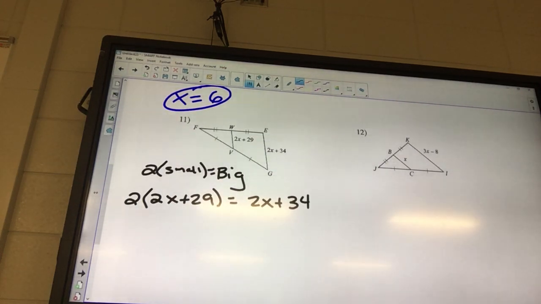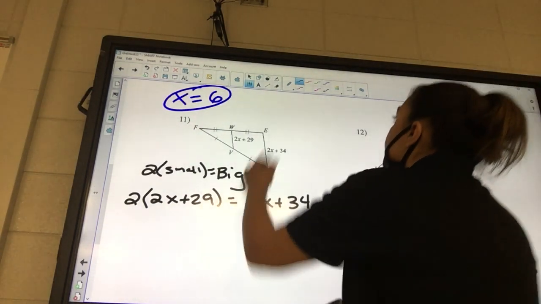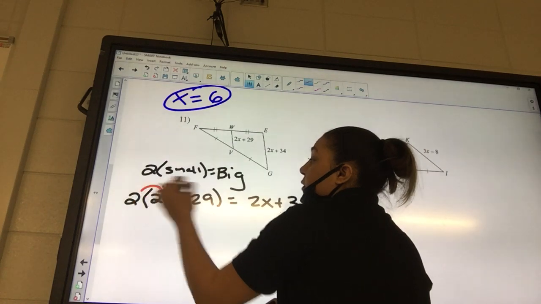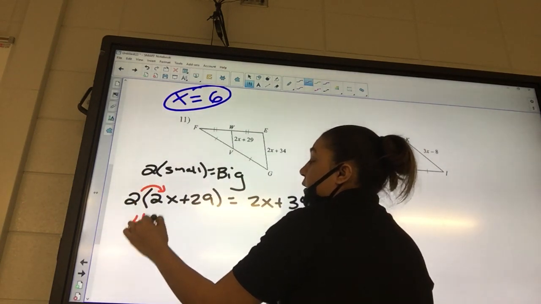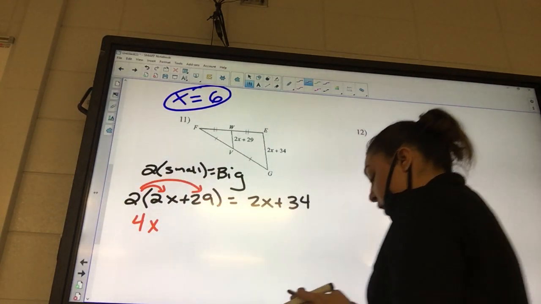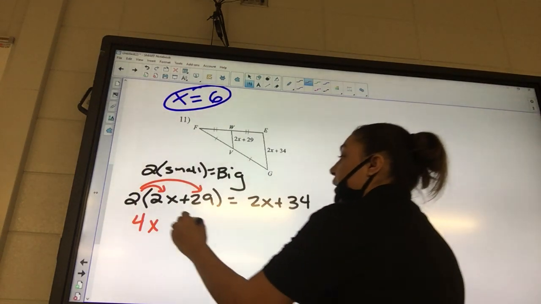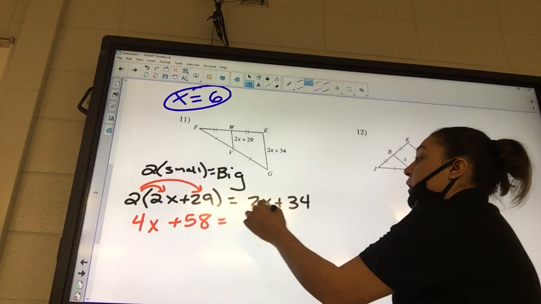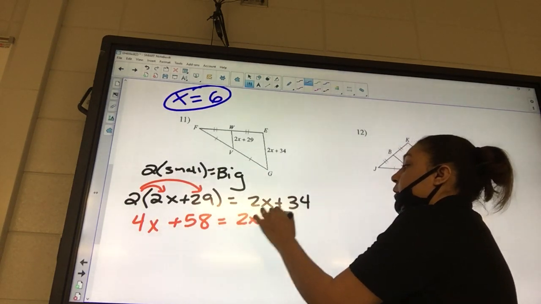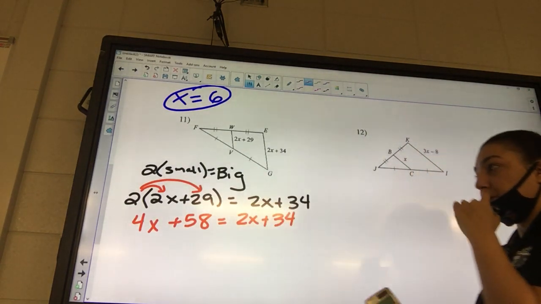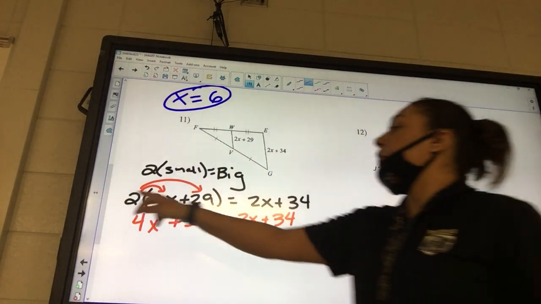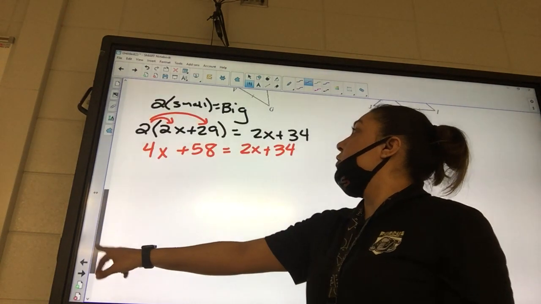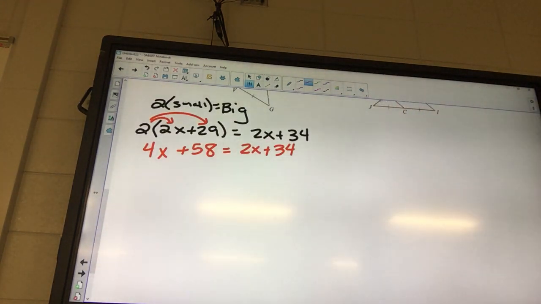I know there's going to be a 4x. The 2 times 2x. Yep, and so our very first step is going to be to distribute. So we're going to have 2 times 2x, which is 4x. 2 times 29 is going to be 58. And then over on this side, nothing changes. So 2x plus 34. Then you have to do letters to the left and numbers to the right.